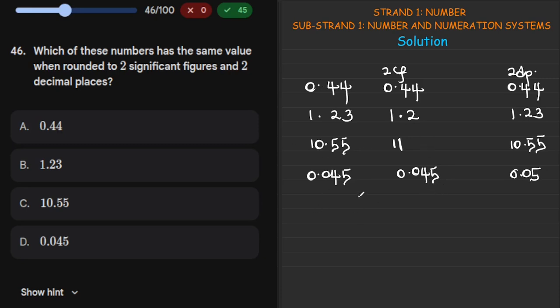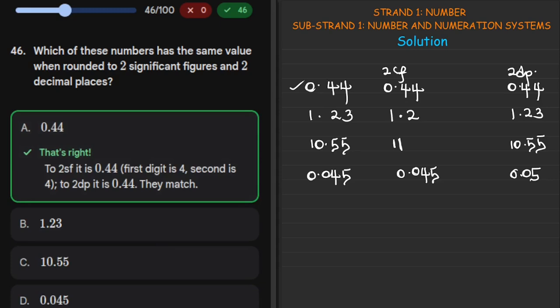So among all these we have, which of them has both the significant figures and the decimal place being the same? It is just the first one, that is 0.44, and that becomes our answer.